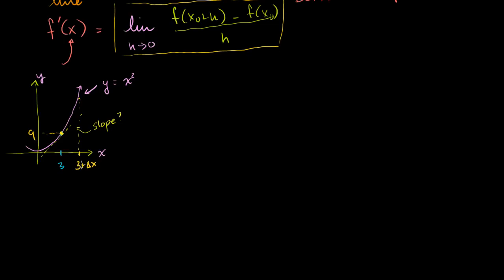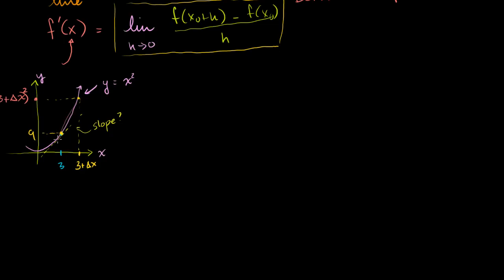Well, here our x is 3 plus delta x. It's the same thing as x naught plus h. I could have called this 3 plus h just as easily. So it's 3 plus delta x up there. So what's the y value going to be? Whatever x value it is, it's on the curve, so it's going to be that squared. So this is going to be the point 3 plus delta x, 3 plus delta x squared. So let's figure out the slope of this secant line.